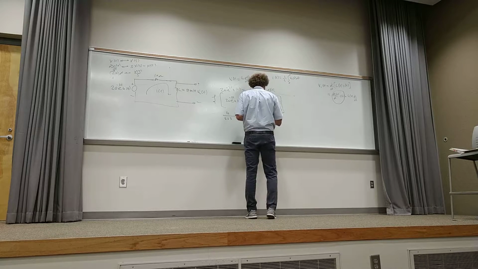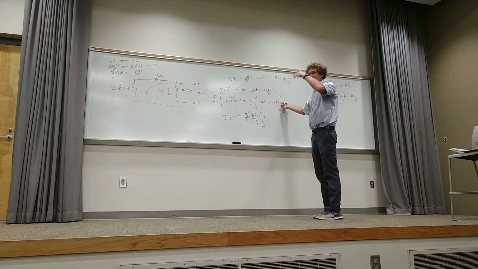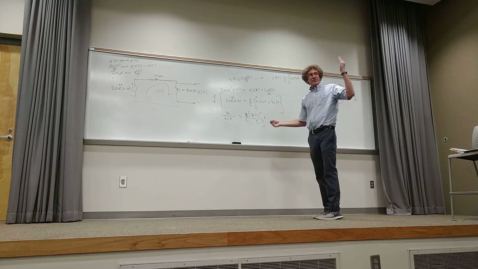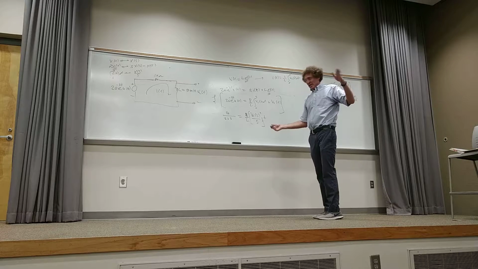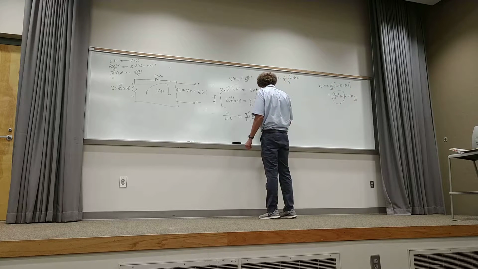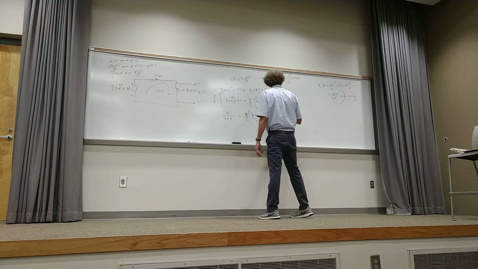Now what about this one? The second part is just VL of t. Take a Laplace transform, it goes to VL of s. Yeah, it's that easy. VL of s. That's it. All right?